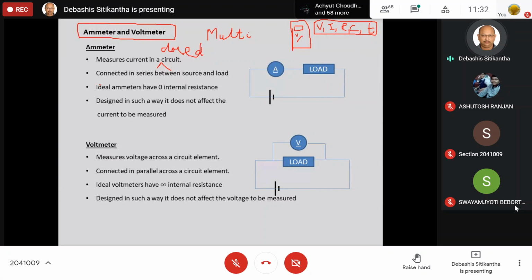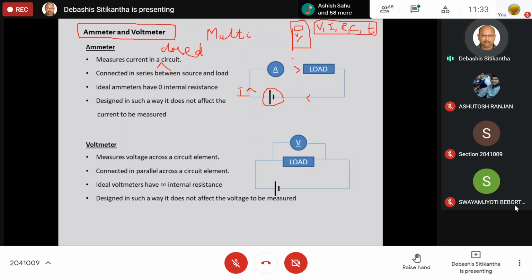So the ammeter must be connected in series between the source and the load. Okay. Now you can see over here I am having the source, rather I will say an ideal source, and here I am having the load. So the current is going to flow in this path. I have to connect the ammeter in series between the source and the load so that the entire current flows through this ammeter. So when the current is flowing through the ammeter, then obviously it can measure it.